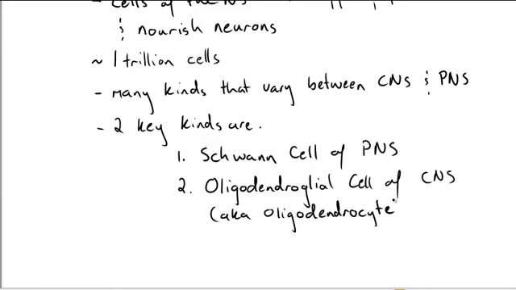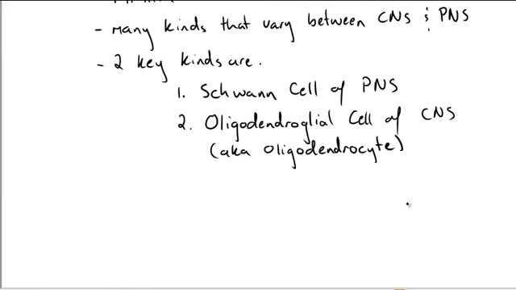If you're at home, go ahead and say this out loud. Practice it. Oligodendroglial. Oligodendroglial cell. Okay. We practice it in class. You might as well go ahead and practice saying it at home.